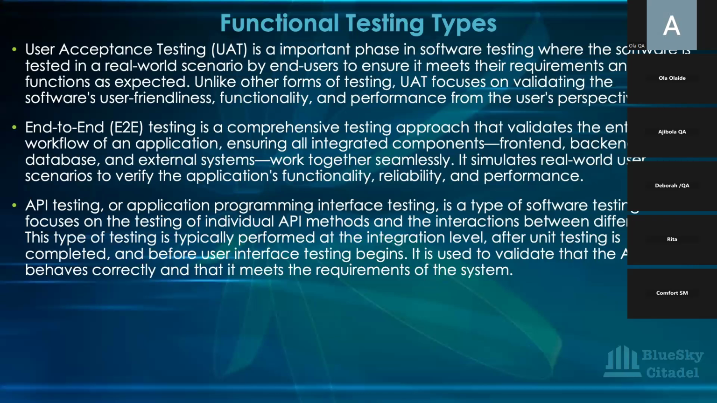So another one we have is API testing or application program interface testing. It's a type of software testing that focuses on the testing of individual API methods and the interaction between different APIs. This type of testing is typically performed at the integration level just after the unit testing is complete and before the user interface testing begins. So it is used to validate that the API behaves correctly and it meets the requirements of the system.